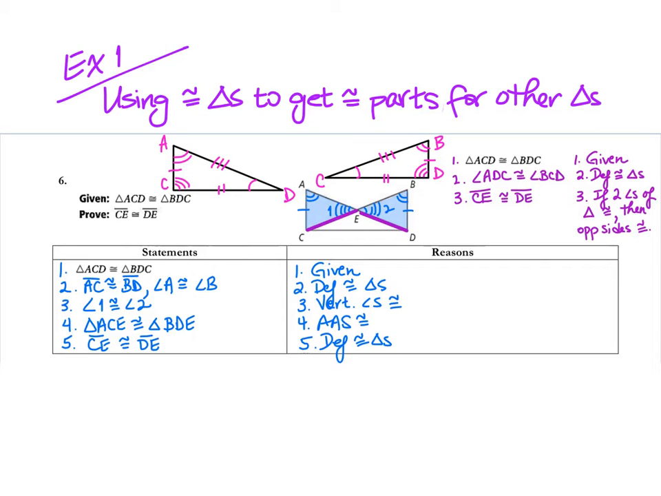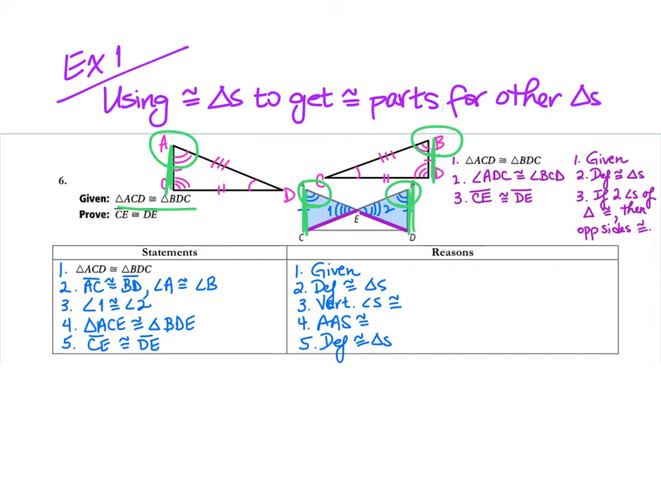So knowing that those given triangles are congruent, we can grab angle A and angle B are congruent from the original triangles that were given, and those correspond to A and B in the blue triangles. We can also use segment AC and segment BD in the original congruent triangles to get segment AC and BD in the blue triangles.